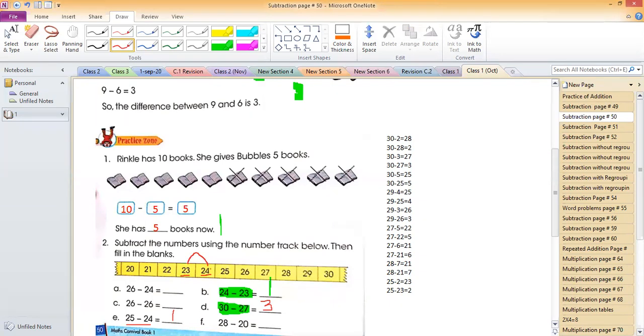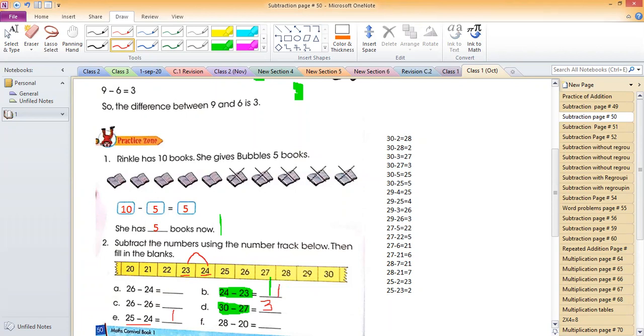You are subtracting 23. How many steps do you need to go back in order to find 23? There is only one step. So 24 minus 23 will be 1. Let's take one more example.